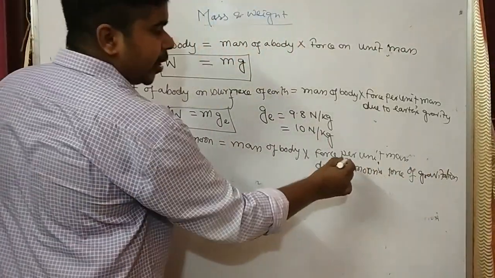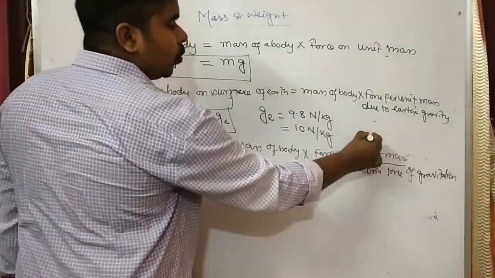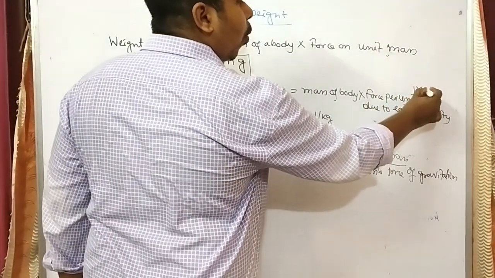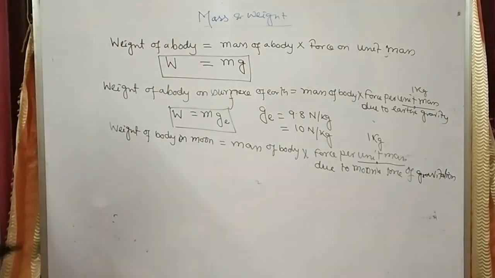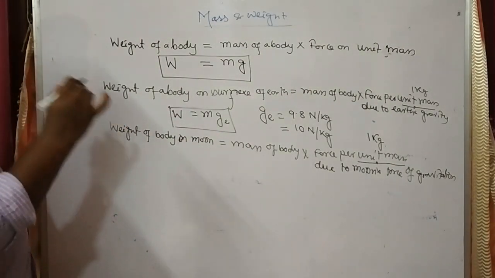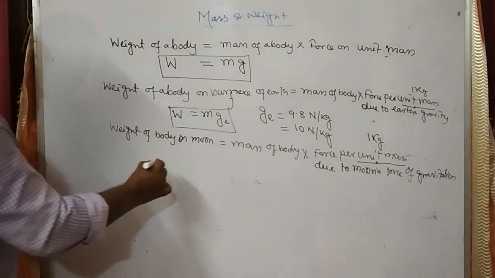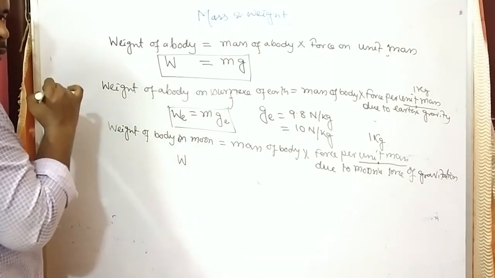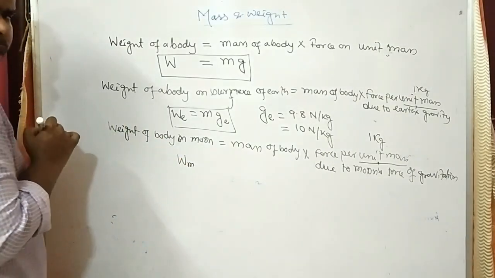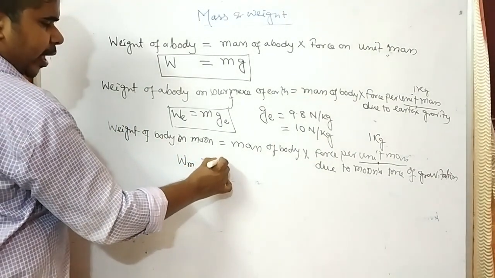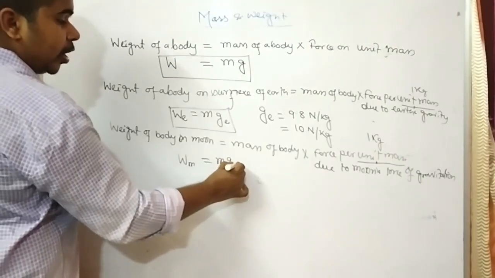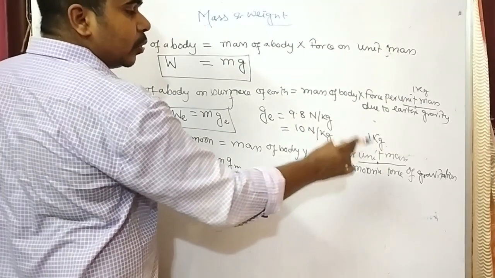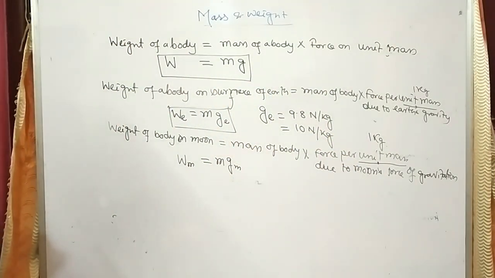And whenever we have written this unit mass, you know that unit mass means 1 kg. For us, unit mass is 1 kg. So force on 1 kg mass due to the moon's gravitation. It will be W, so here for Earth we have written WE, for moon it is WM. So WM equals M into GM, where this GM is the force per unit mass due to the moon's force of gravitation.